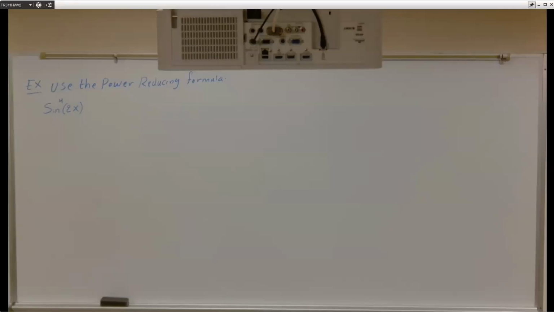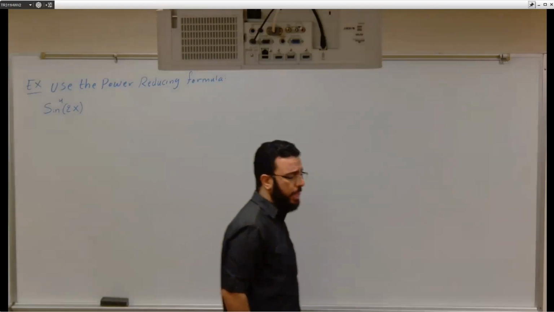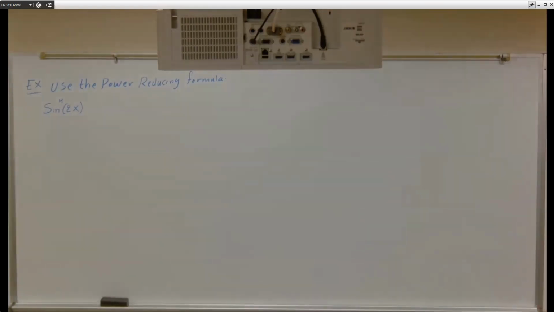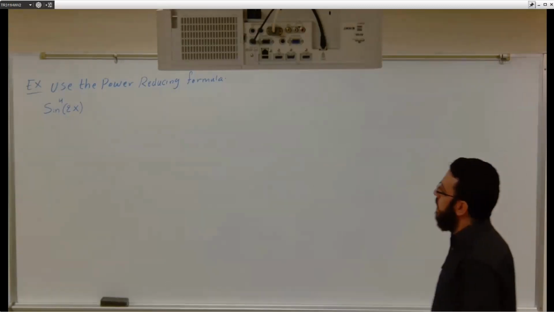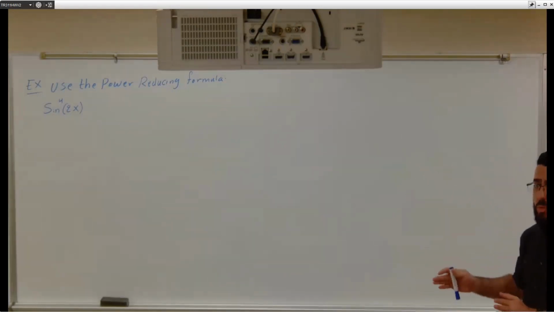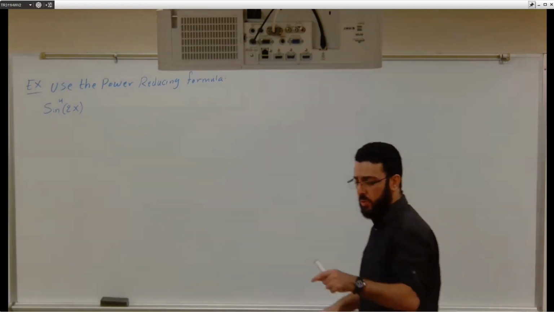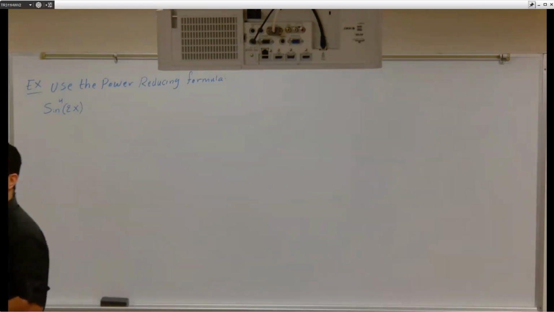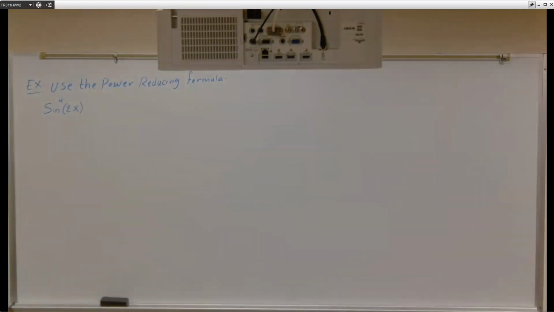So let's check this example. Use the power reducing formula to find sine to the power 4 of 2x. That means they're telling you which formula you have to use.